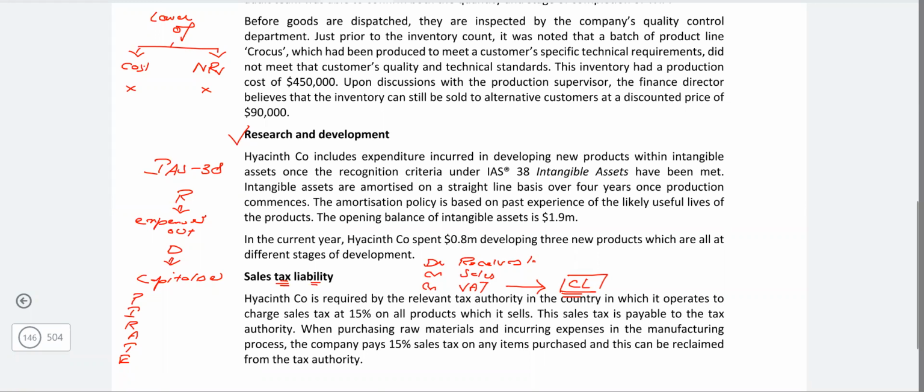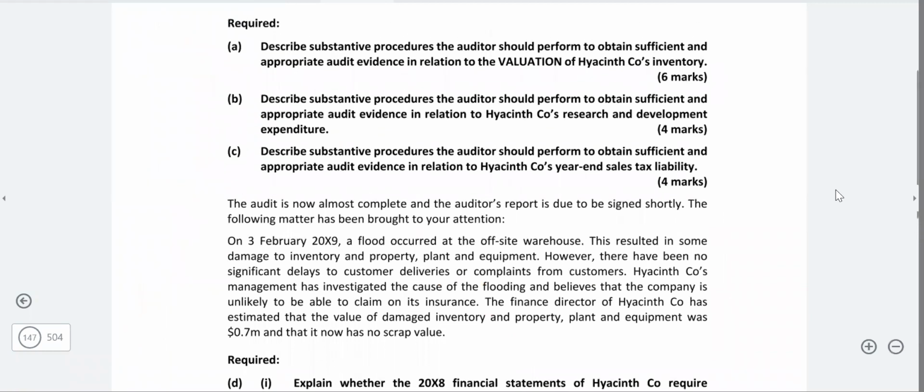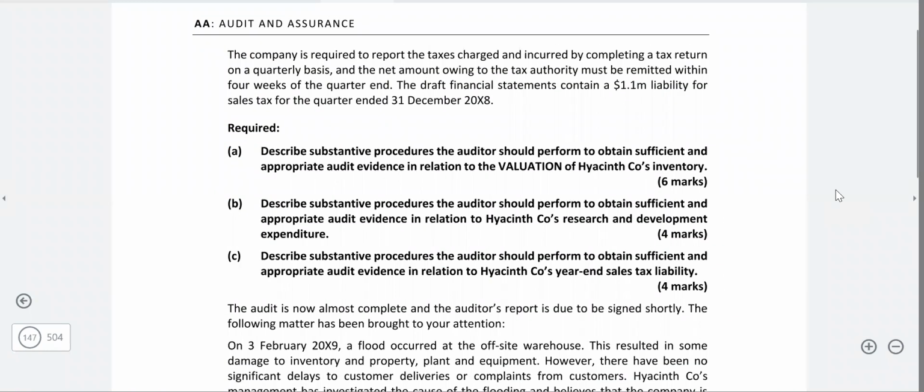So okay, this is the scenario. Now let's read the requirements. So we have 3 requirements. Describe the substantive procedures. Now again, it is specifically written substantive procedures, so that means procedures relevant to the financial statements. The auditor should perform to obtain sufficient and appropriate audit evidence.